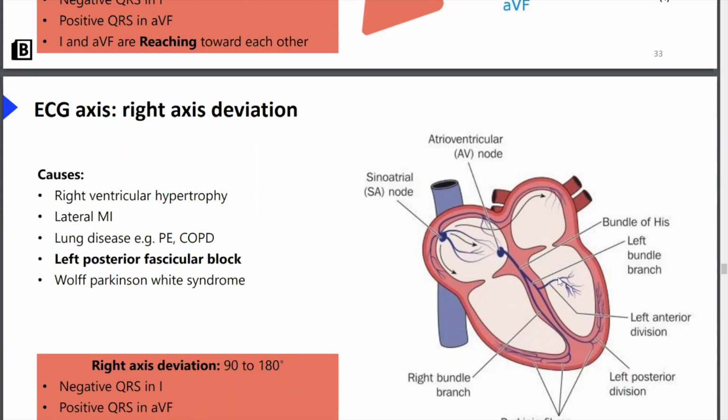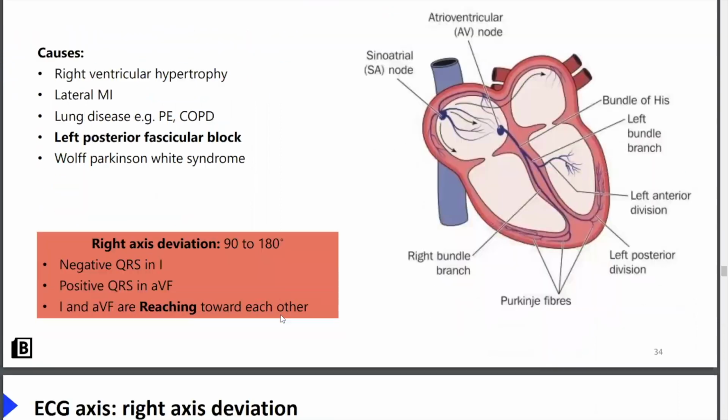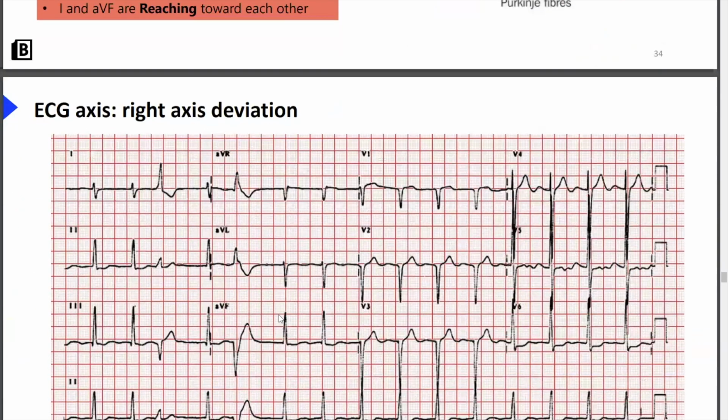And that's why understanding these basic principles is so useful later on when we come to discuss pathology, because when I tell you left posterior fascicular block causes right axis deviation, you're now going to understand that and hopefully not be confused. I hope that makes sense. This is just the ECG overall.